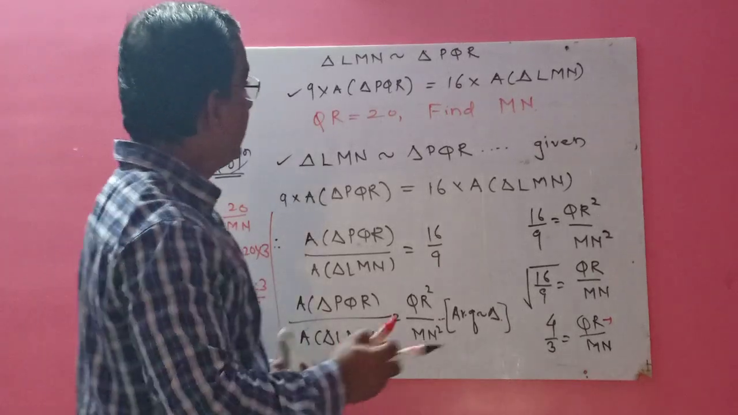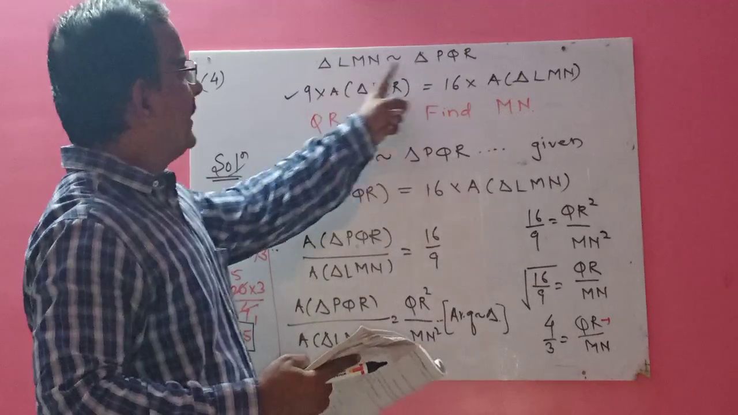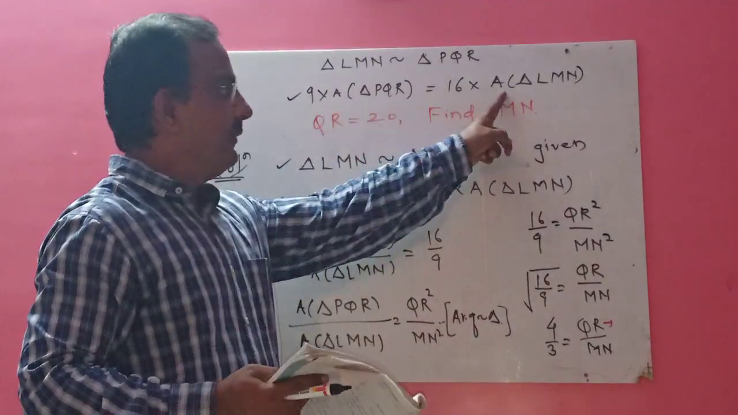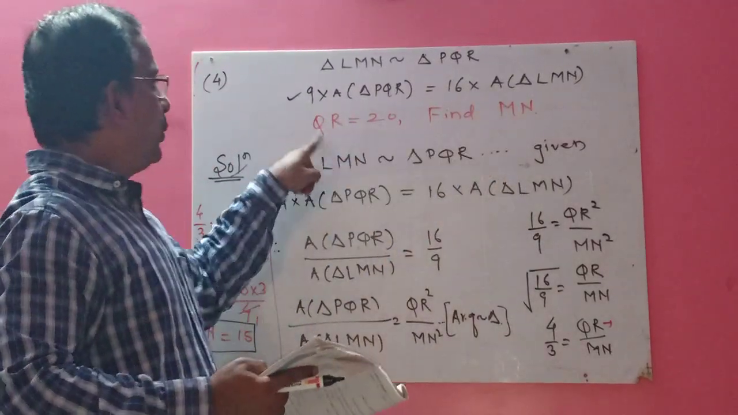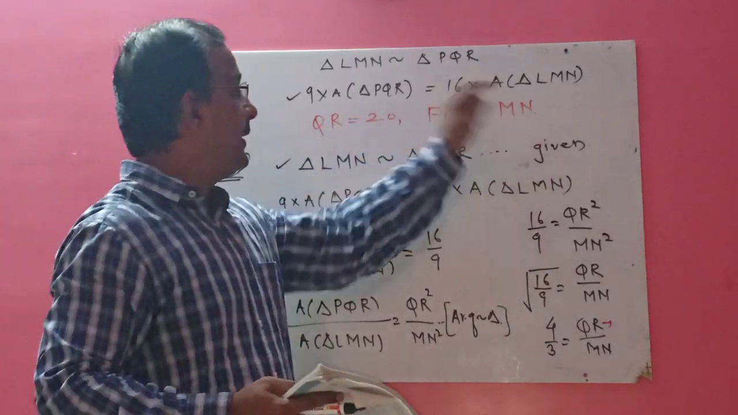Clear? So it's a simple sum. Triangles are similar. This condition is given. To calculate MN, QR is also given. These two are the corresponding sides.